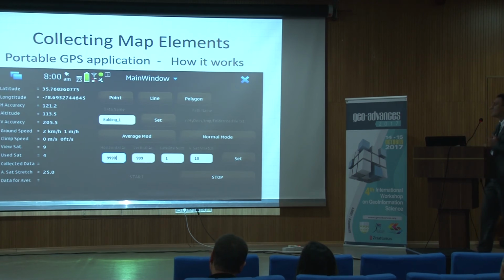On the application, there are two different modes. The first one is normal mode. In normal mode, the user can collect data for each second, and the cell phone stores them. The second mode is average mode. In average mode, the program collects data for a specific time period, and it gets the average.